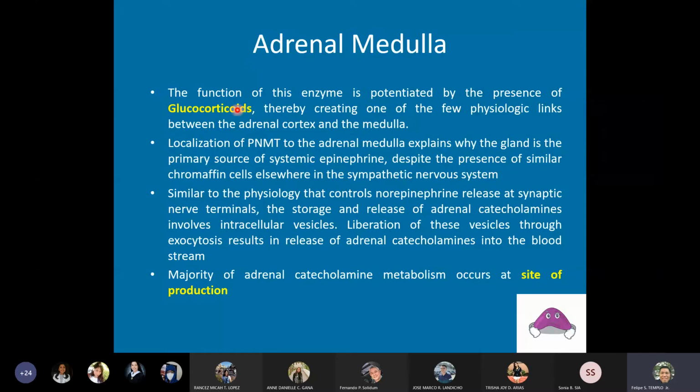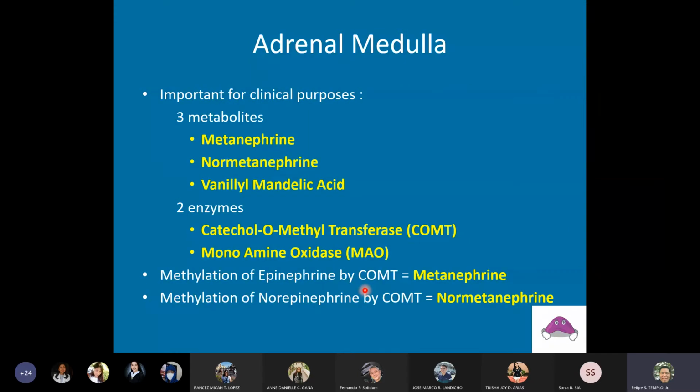And as I mentioned earlier, the function of this enzyme is potentiated by your glucocorticoids, and that signifies the blood supply earlier. The medullary artery percolates deep from the cortex to the medulla, because you also need glucocorticoids in the synthesis of these catecholamines. Take note that the adrenal catecholamines act at the site of production. I will explain further.